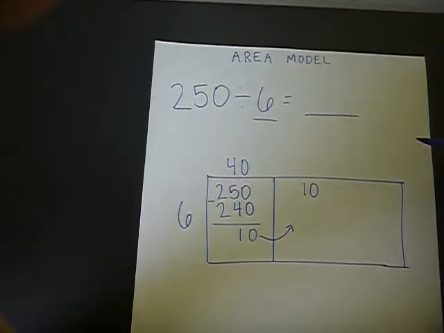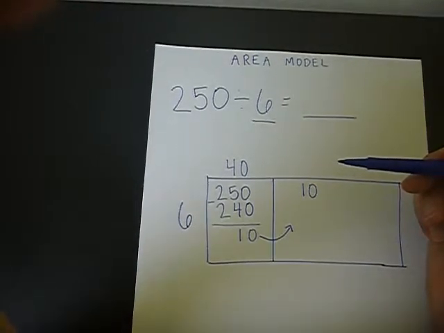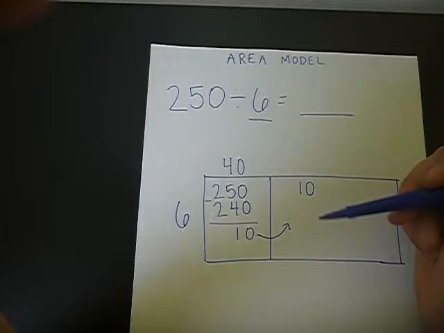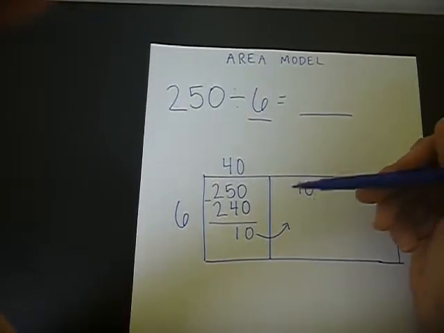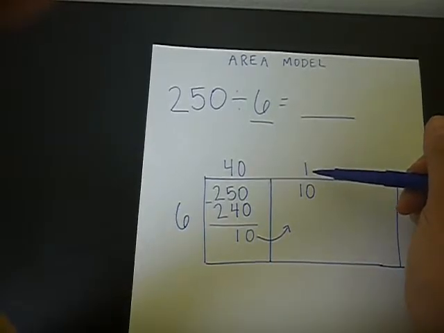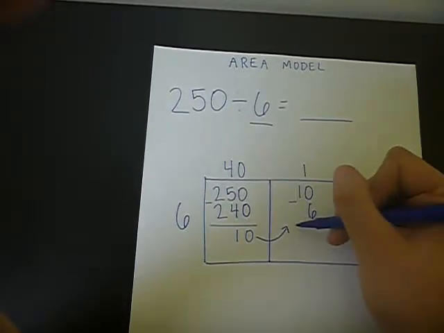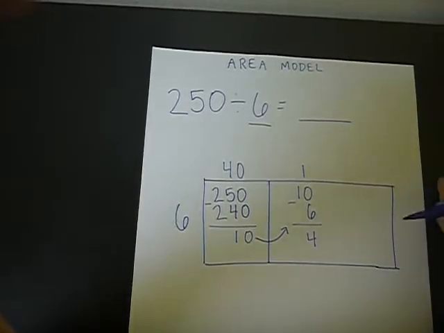Well, if I multiply 6 by 1, I will get to 6. If I multiply 6 by 2, I will get to 12, and that will be more area than I have. I'm going to multiply by 1. 1 times 6 is 6. I'm going to subtract, and I get 4.